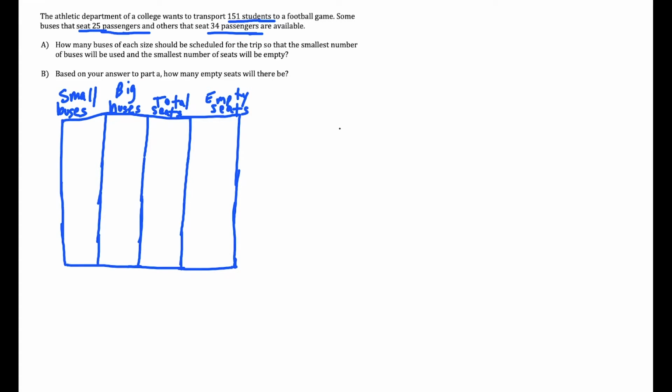If we start with 34 people and multiply this by 5, we get 170 people. That tells us that if we have 5 buses that hold 34 people, then we have enough room for 170 people, which is enough room for the 151.